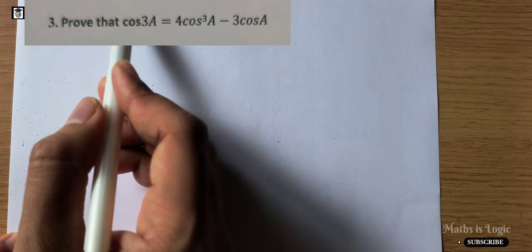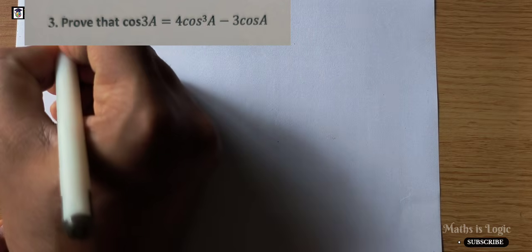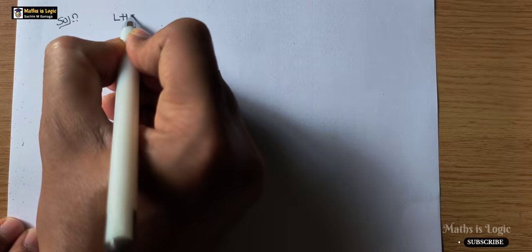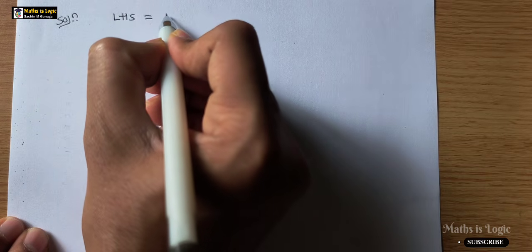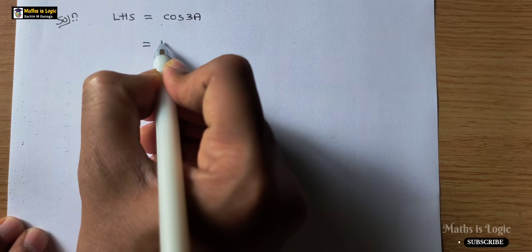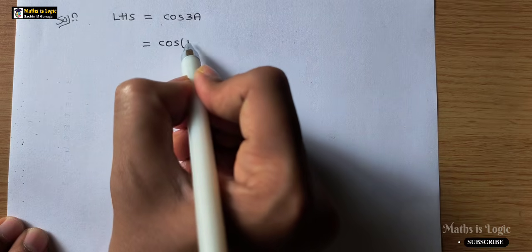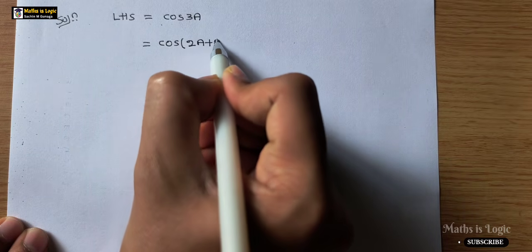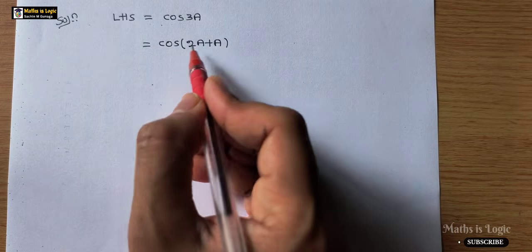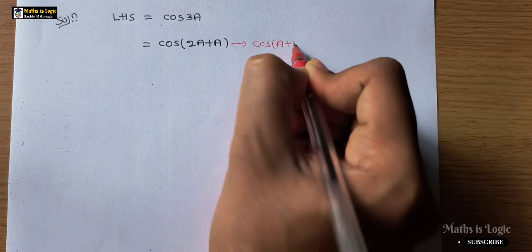Next, prove that cos 3a is equal to 4 cos cube a minus 3 cos a. Solution. First take LHS, the left hand side. So what is that left hand side? Cos 3a, which is equal to cos, keep it as it is, split this 3a as 2a plus a. Once I split 3a as 2a plus a, this looks like cos a plus b.